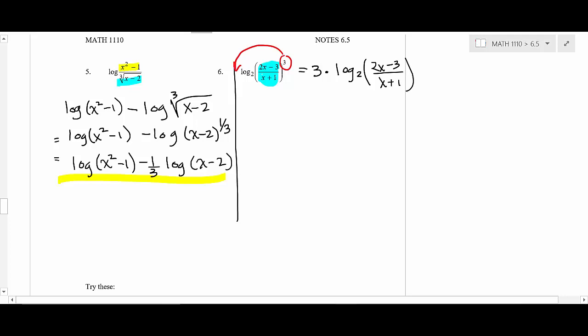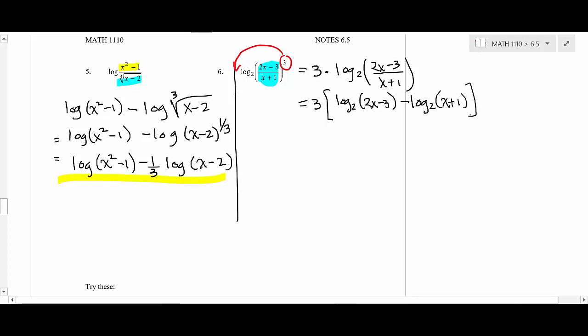Okay? And what are you going to do with this thing right here, since it's a fraction? Difference, subtract, exactly. Okay? Be sure you write this carefully. So you're going to have to put a big grouping symbol on this now, because the 3 is multiplied by the result. So you'd say log base 2 of 2x minus 3 minus log base 2 of x plus 1.